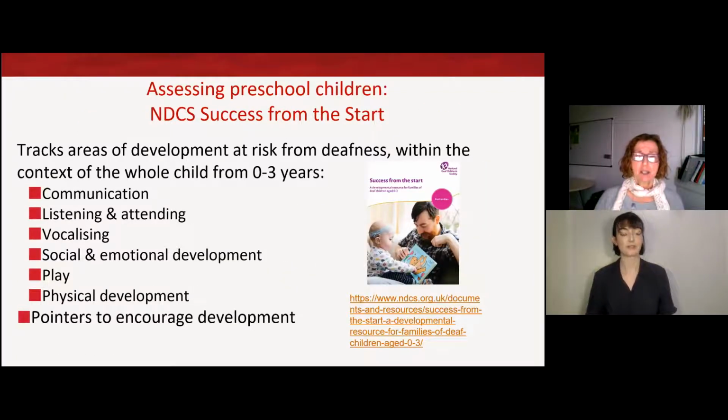Other areas to look at: we have the NDCS materials, which used to be called the monitoring protocol, now called the Success from the Start materials, which allow you to track lots of areas of development that are potentially at risk with deafness, but within the context of the whole child. So looking at communication and listening, but also at children's play and their physical development. What's nice about this pack is that it is an assessment pack, but it also supports intervention. It helps parents and the professionals who work with parents to support development in this age range.